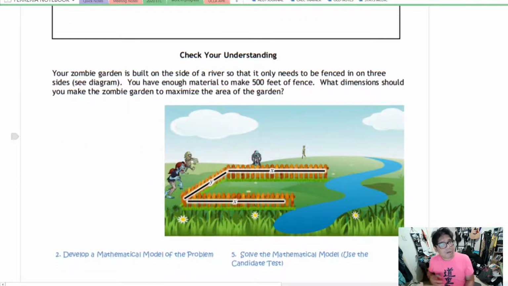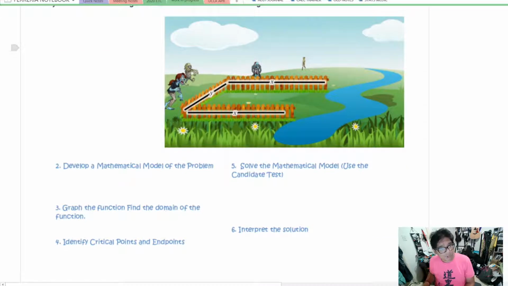Okay, your zombie garden is built on the side of a river so that it only needs to be fenced in on 3 sides. Take a look at the diagram. You have enough material to make 500 feet of fence. So what dimensions should you make the zombie garden to maximize the area of the garden? So we've already kind of started you on this with this diagram. This side is going to have length x. This side here is going to be length x. This side over here is going to be length y.